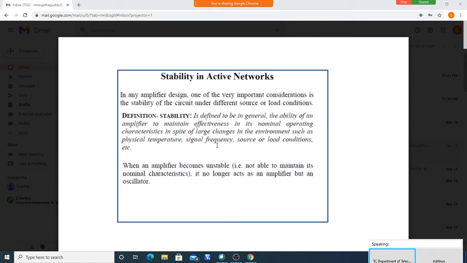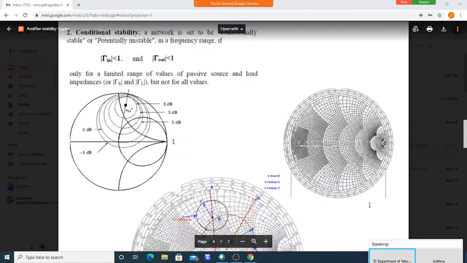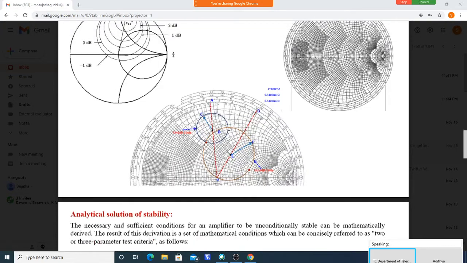For example, load ZL and ZS, the input impedance of the input matching network and output matching network, we have taken ZS and ZL some values. Now you see, using that ZS and ZL, what we are expecting is that the gain must remain 15 dB only. But sometimes what happens, ZS, as we know, we have taken any one value here.